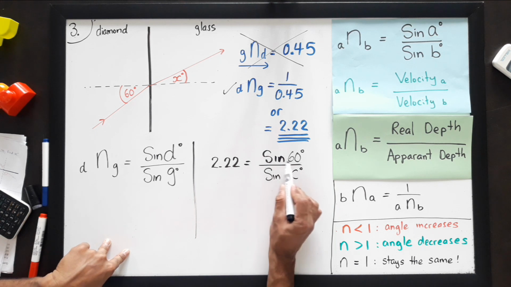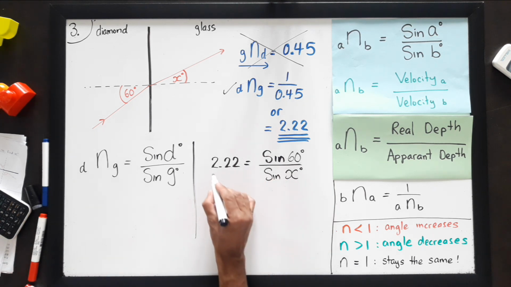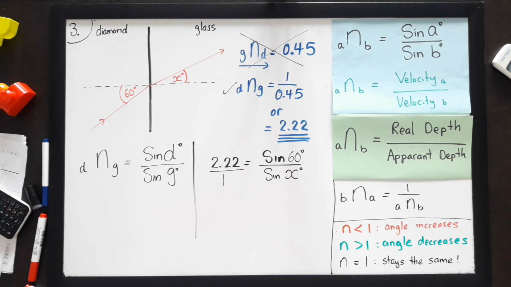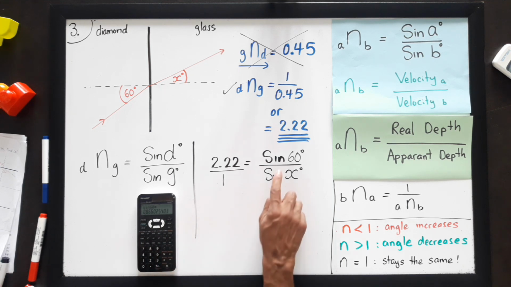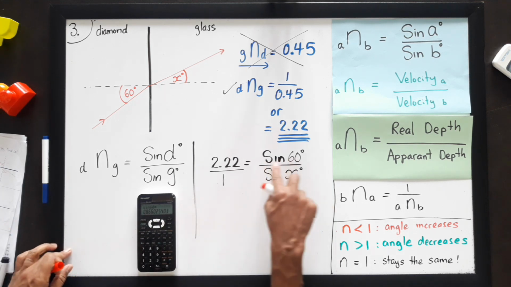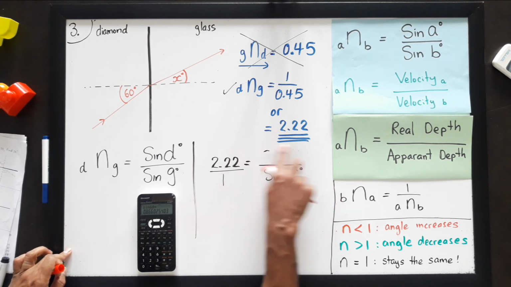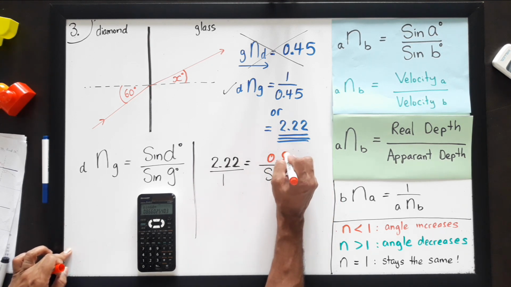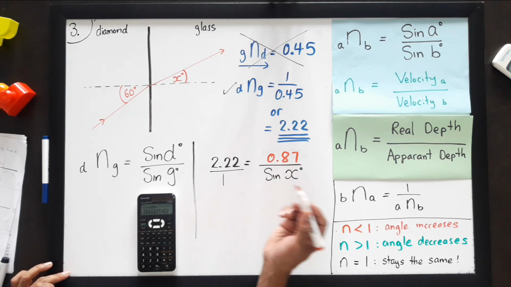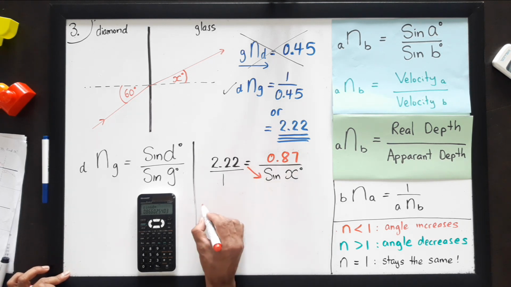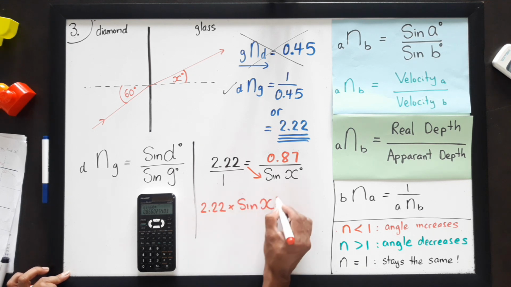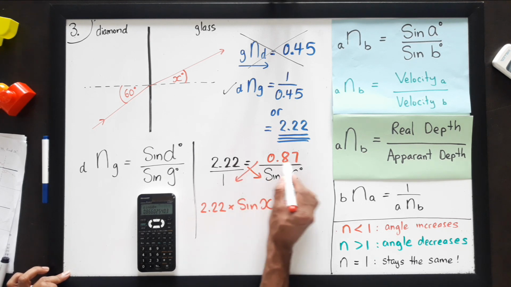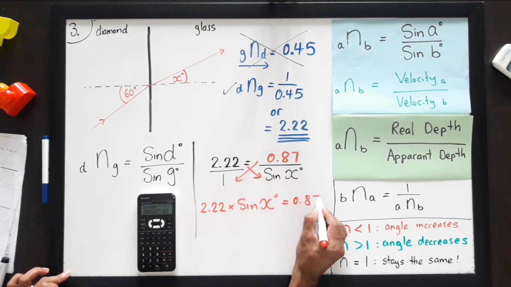All we have to do is find sine 60 and cross multiply again. 2.22 is the same thing as 2.22 on 1. Let's find sine 60 quickly. Sine 60 is 0.87. So that means the sine 60, I no longer need him. So he is 0.87. Let's cross multiply. Doesn't matter which diagonal first. So here we get 2.22 multiplied by sine x. And anything multiplied by 1 is itself.